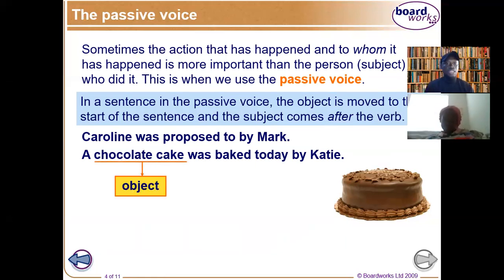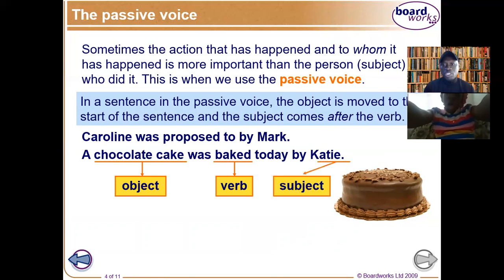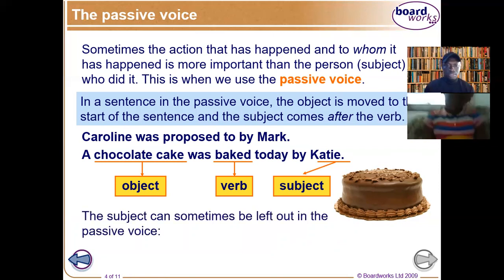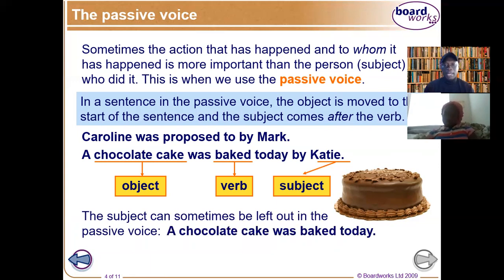So you see, chocolate cake becomes the object. Baked is the verb, but the subject, instead of starting the sentence, Katie, ends the sentence, and that makes it passive voice. The subject can sometimes be left out in the passive. Okay.